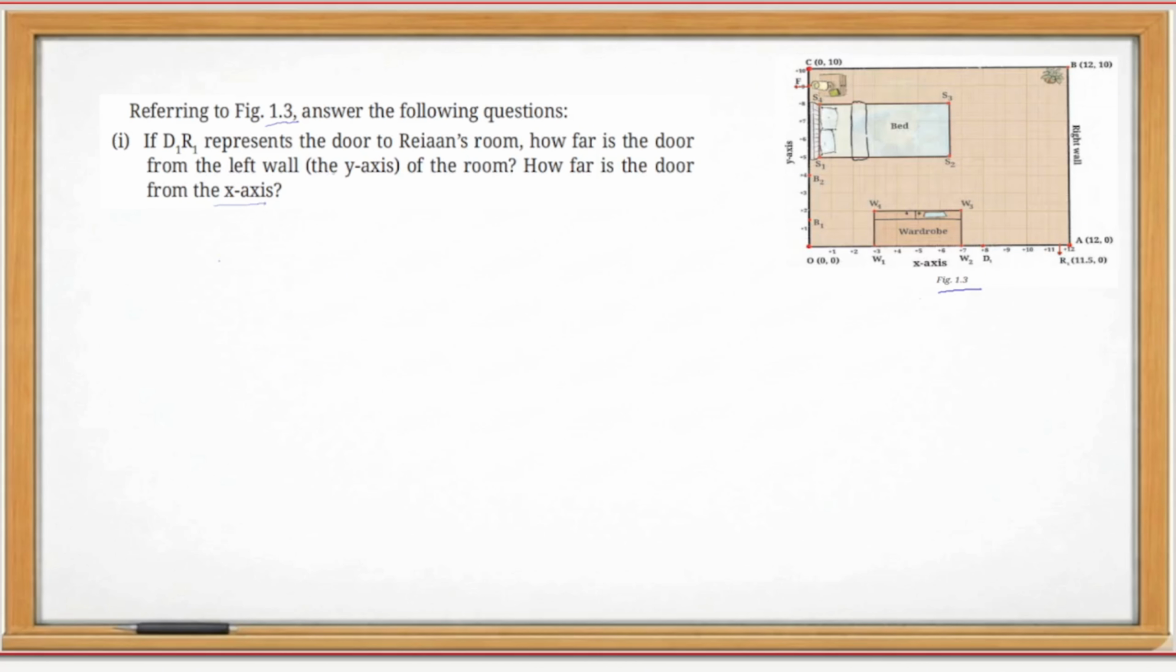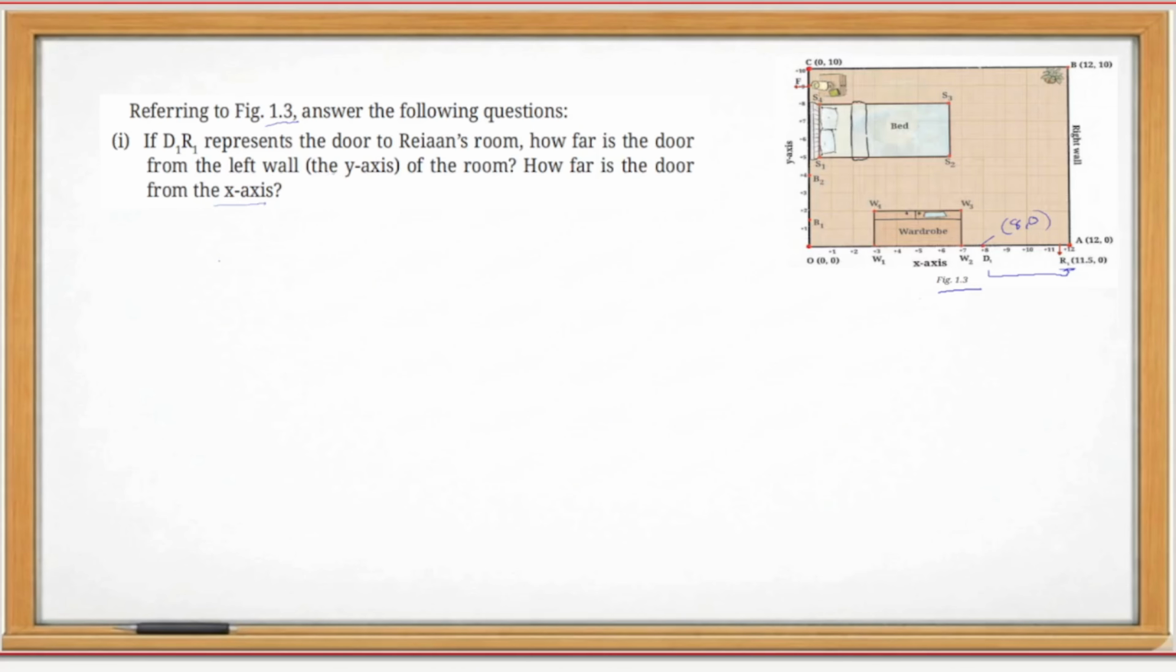Now, if you look at the figure, D1 R1 represents the door to Rian's room. The coordinate of R1 is given, that is 11.5 comma 0. Its y is 0 because this point lies on the x-axis. The coordinate of D1 is not given, so we will find it out. It is 8 comma 0. The point again has y 0 because the point lies on the x-axis.